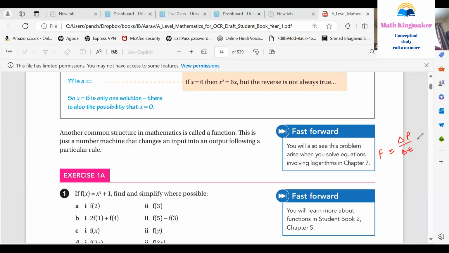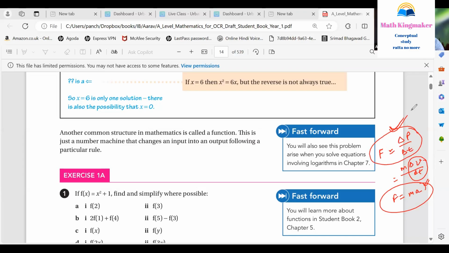That's why I was slightly wary when the textbook said ma. It's actually m delta v over delta t. And what is delta p? Delta p is m delta v. And what is delta v by t? It is acceleration. So many teachers say that F equals ma is Newton's second law. It is not; it is just the derivation of the second law. Newton's basic law is that any force is the rate of change of momentum. So you should correct others also.